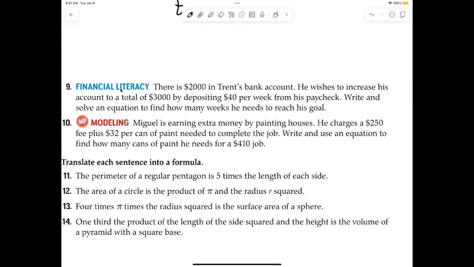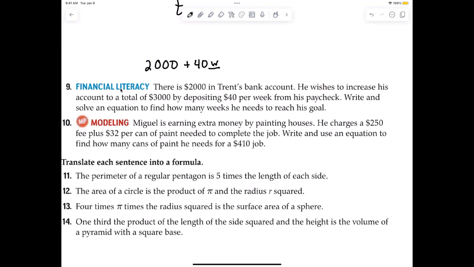You have a bank account with 2,000, you wish to increase the account to a total of 3,000 by depositing 40 each week. Write and solve the equation. Yeah, we're not solving, we're just writing, guys. So what are you thinking? How much do you have in your bank account right now? 2,000. Now, what are you going to do to that 2,000 each week? That's right. You're adding 40. What goes after 40? 40 what? Yes. So 40 W. Do you agree?